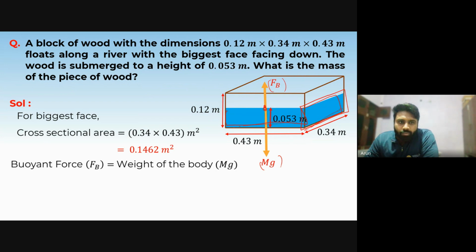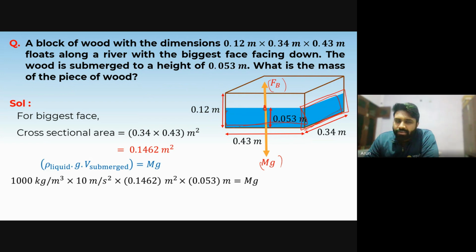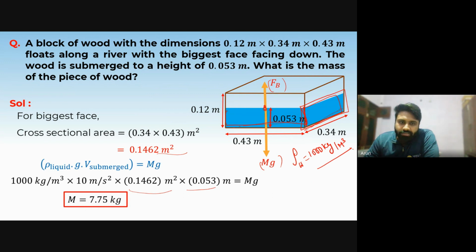Now, buoyant force is equal to the weight of the body. Buoyant force is given by density of liquid, gravity, into volume submerged. Volume submerged here is this area multiplied by this height, 0.53. And the density of liquid is water, so generally we should know the density of water, which is 1000 kilogram per meter cube. Now, the mass here will be 7.75 kilogram.